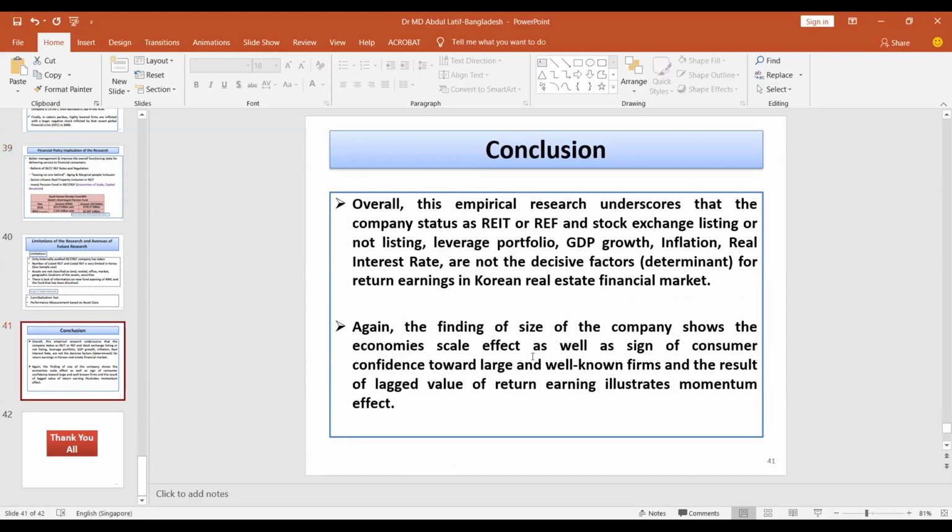In the conclusion, this empirical research underscored that the company status as REIT or REIF and stock exchange listing or non-listing are not the decisive factors for return earnings in the Korean real estate financial market. Again, the finding on the size of the economy shows the economies of scale effect as well as a sign of consumer confidence toward large and well-known firms, and the result of the lag value of return earnings illustrates a momentum effect.